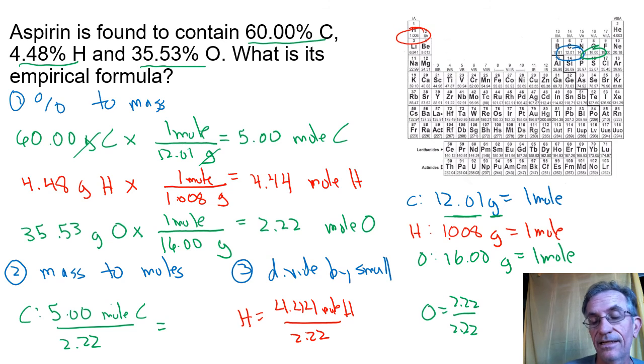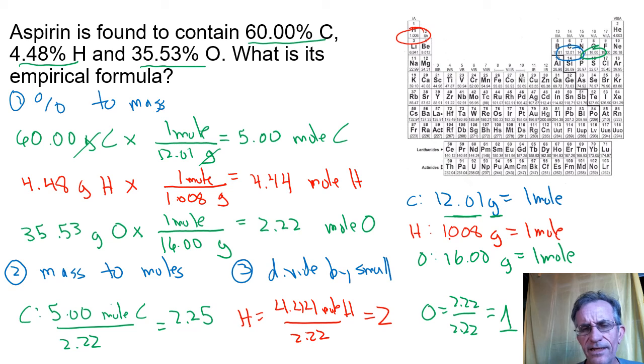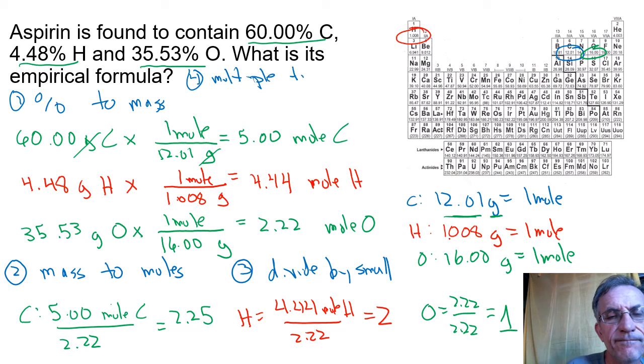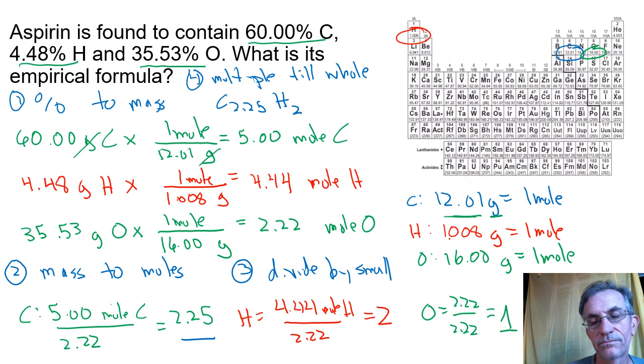The one on the end, that's easy, right? 2.22 divided by 2.22, you get 1. What about for hydrogen? If you divide 4.44 by 2.22, you get 2. And then when you do it for carbon, you get 2.25. So that's basically our formula, except there's one more step, which is the last step: multiply till whole. So let's see what we got right now. Carbon, we ended up with 2.25. For hydrogen, we got 2. And for oxygen, we got 1.